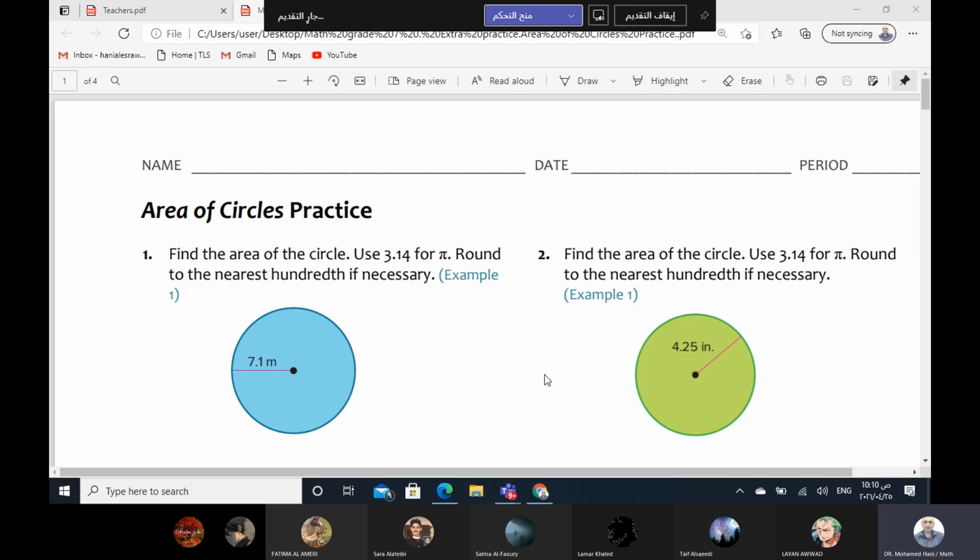Math grade 7. Today we will continue our work. We will revise the area of a circle practice.